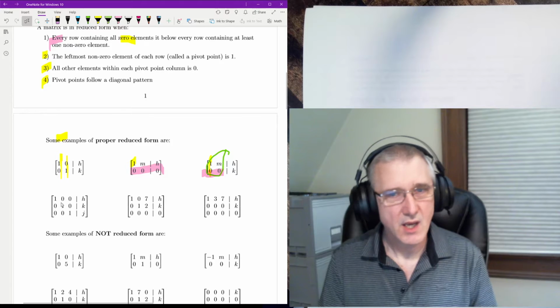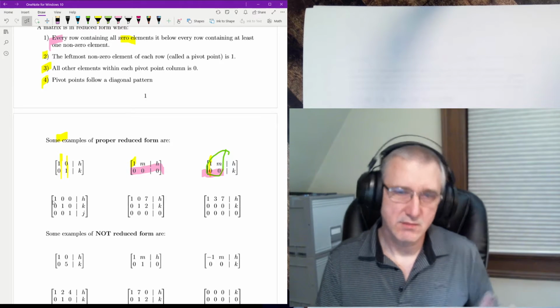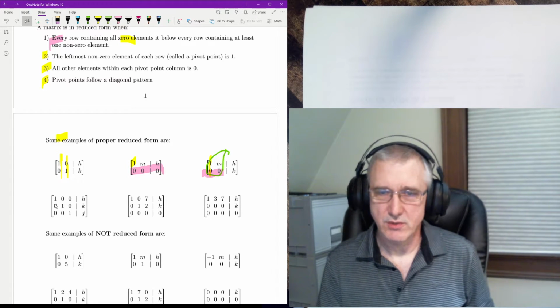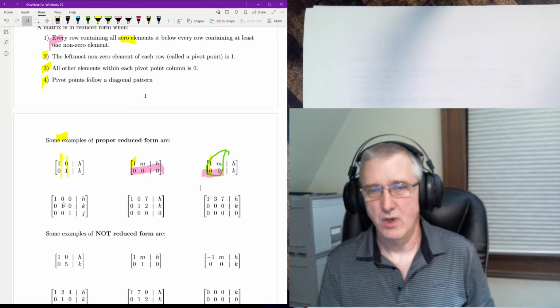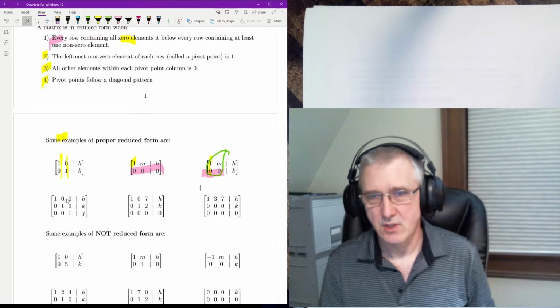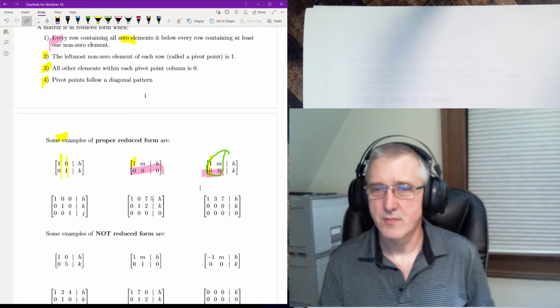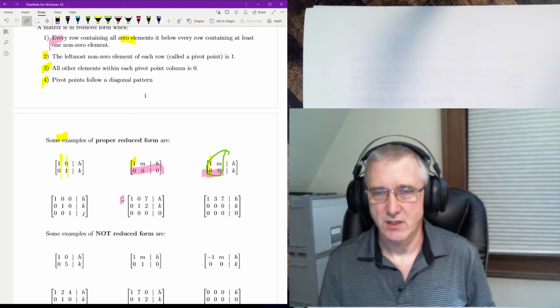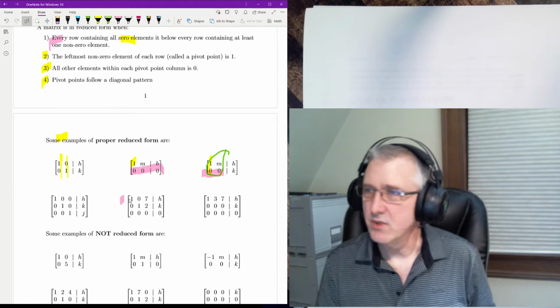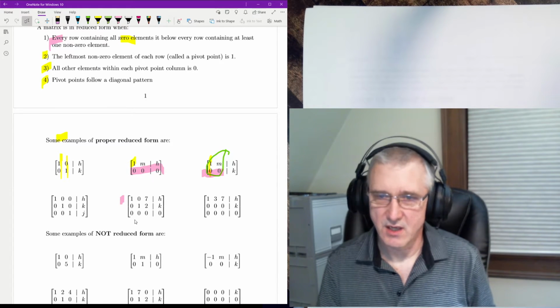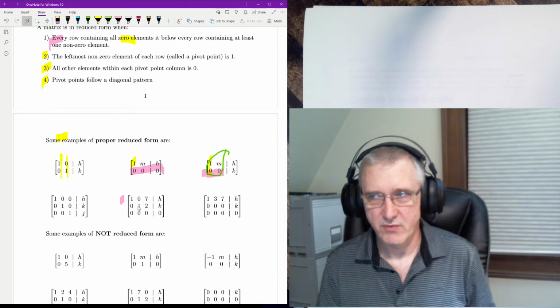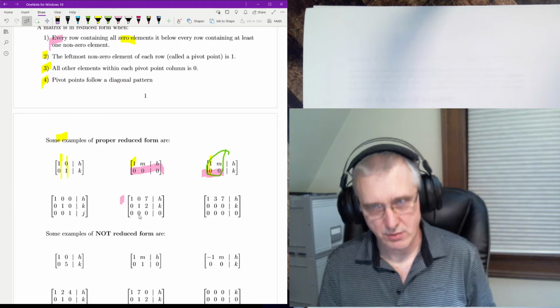The next one, again, a 1 in the farthest pivot point, zeros. Move down, a 1, everything else in the column is zeros. Move down to the next row, a 1, everything else is zeros. So this is proper. Taking a look at this one, we have a 1 in the first pivot point. Everything else in that column is 0. So we move down to the next. We have a 1 in the pivot point. Everything else in that column is zeros.